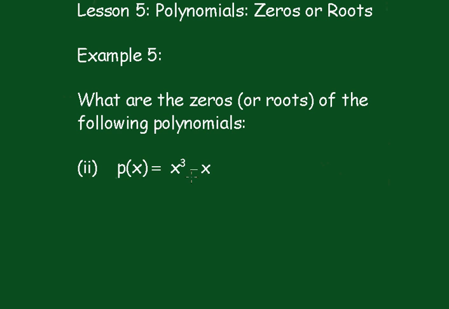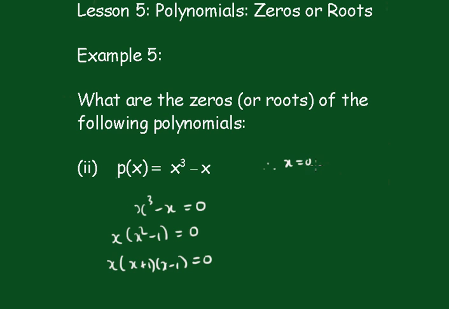Okay, now in part 2, we'll let that equal 0. So x cubed minus x equals 0, forming the polynomial equation. Factorize that by taking out the highest common factor, and we get x outside of x squared minus 1 equals 0. This is the difference of two squares. That becomes x plus 1, x minus 1 equals 0. Therefore, x equals 0, x equals -1 and x equals positive 1 are the zeros or roots of this polynomial.